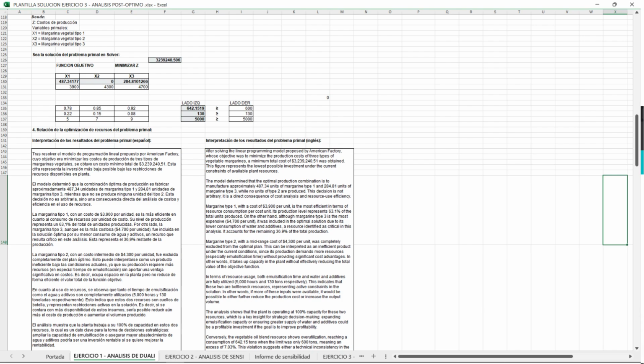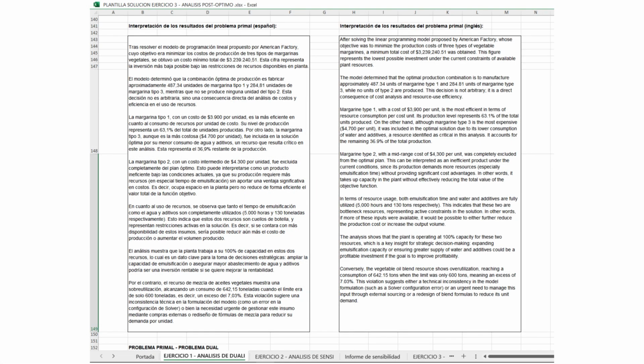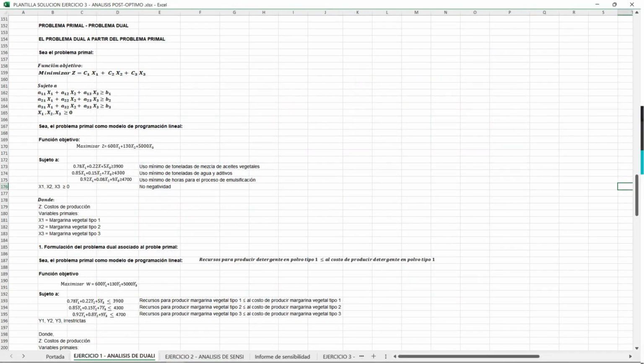Y1 equals 0, steel. Despite 100% utilization of available steel capacity, the dual value is 0. This means that increasing steel availability would neither reduce total costs nor increase profits. In other words, steel, although essential, is not a bottleneck in the process.